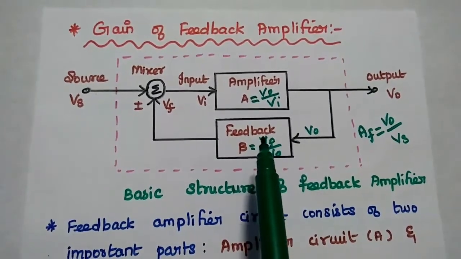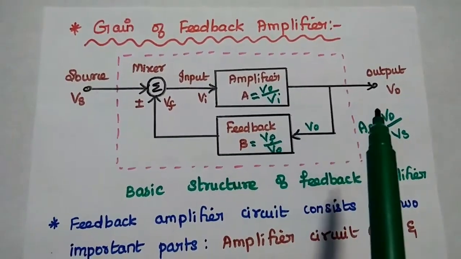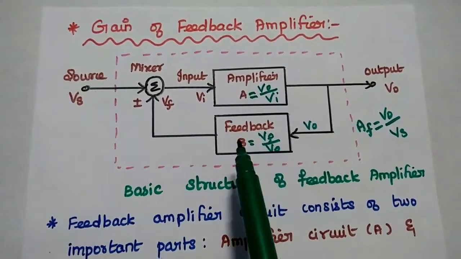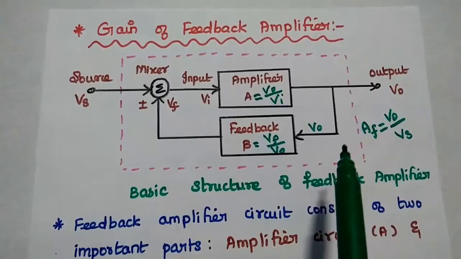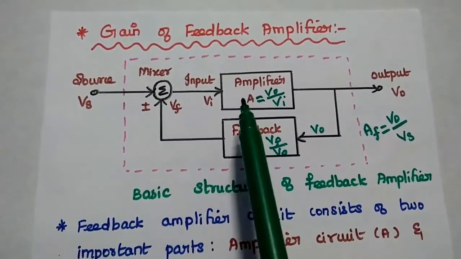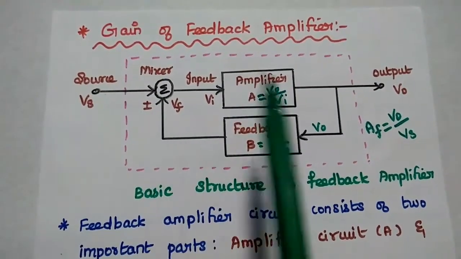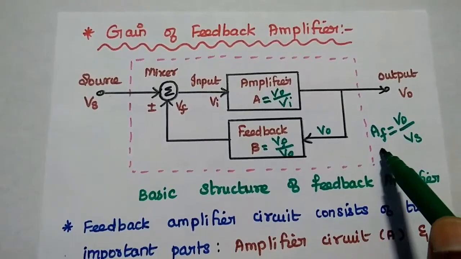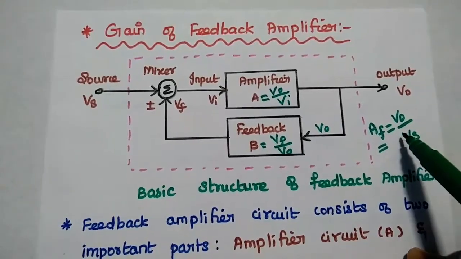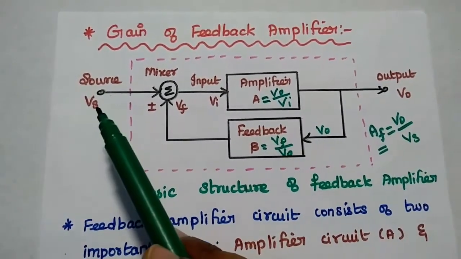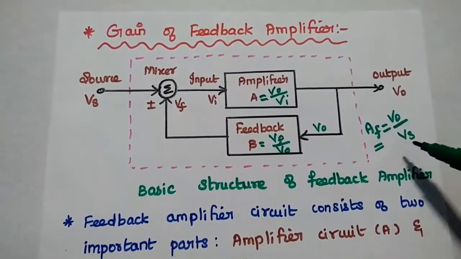Gain for this feedback network is beta, that is equal to output Vf by input, which is the portion of output, that is V0. So here beta is equal to Vf by V0. So what about the overall gain of this system? This is the gain for this amplifier, this is the gain for this feedback network. The overall gain is represented as AF. So the gain of the amplifier with feedback is equal to output V0 by the actual input to the system Vs. So AF is equal to V0 by Vs.